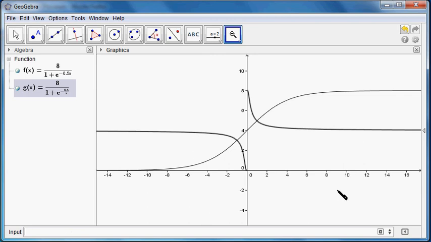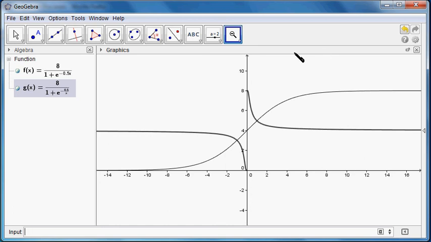So you can see the graph there. You have vertical asymptotes. Let's see, is it a vertical asymptote? Actually, it's not a vertical asymptote. It goes to 8 here, and this one goes to 0. Then it looks like there is a horizontal asymptote at 4.